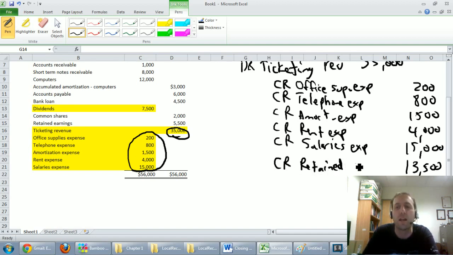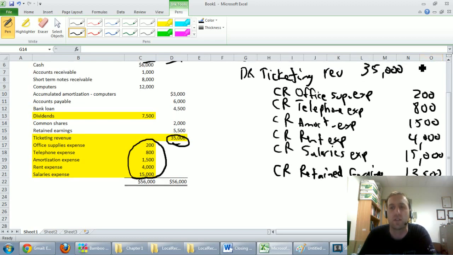I'll explain why in a minute, and I'll explain why textbooks do it another way. But I credit retained earnings. It saves us an extra step that I think is unnecessary. So anyway, we've cleared our ticketing revenue and our expenses. We've made them all zero, and we've adjusted through retained earnings. Again, I'll explain why we adjust through retained earnings in a moment.